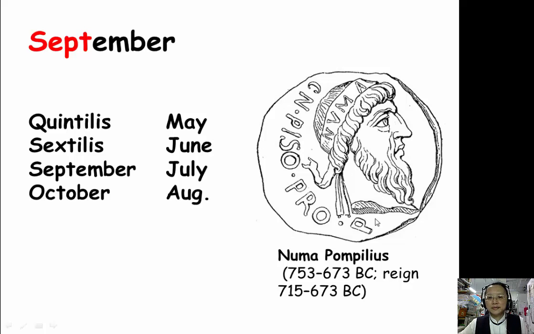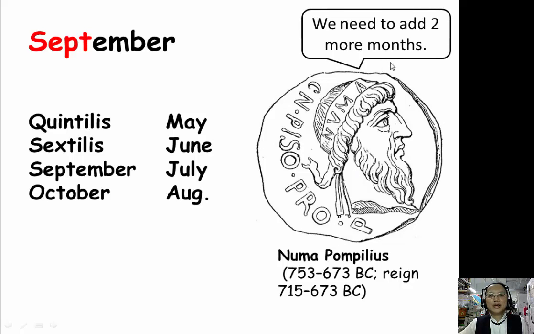So gradually the calendar becomes more and more off, more and more away from the real life. So this emperor, Numa Pompilius, he realized that, and he said, we need to add 2 more months, or otherwise, the calendar will become more and more strange.